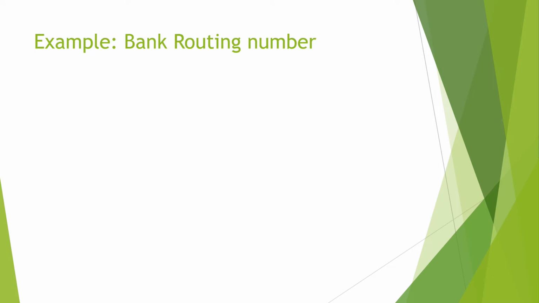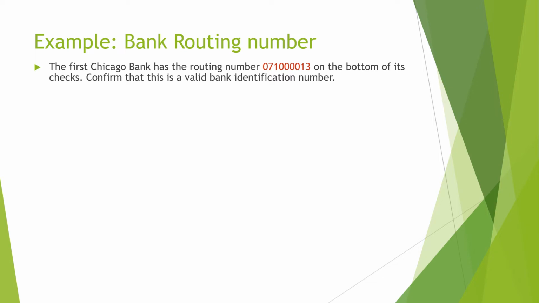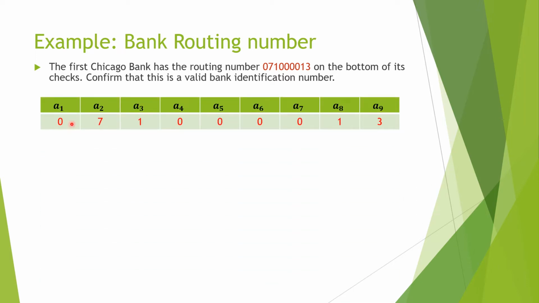Here is an example for a bank routing number. The First Chicago Bank has the routing number 170000013 on the bottom of its checks. Confirm that this is a valid bank identification number. First, we have to label all the digits from A sub 1 up to A sub 9, so from 0 up to 3.